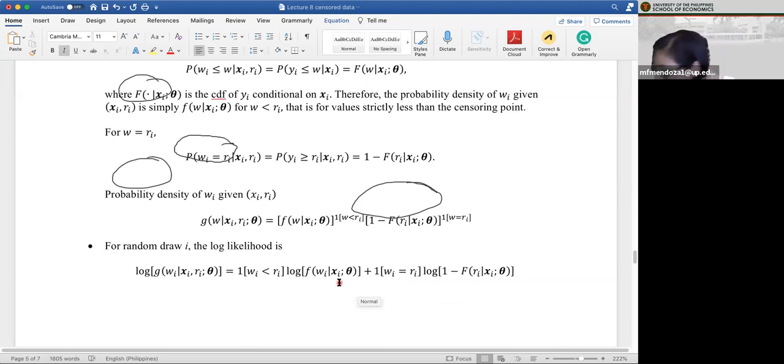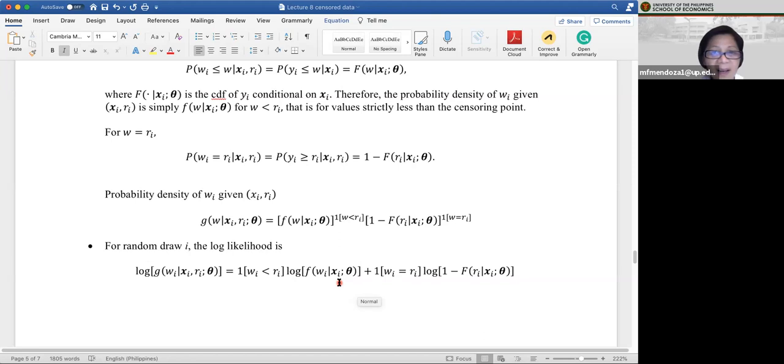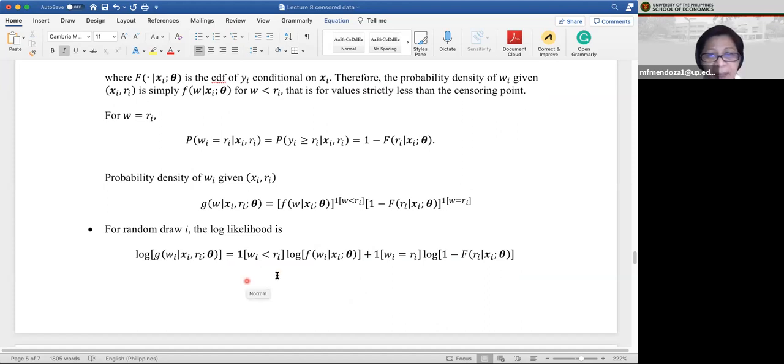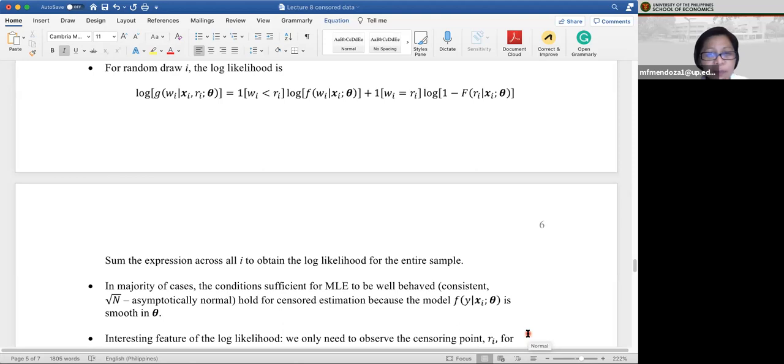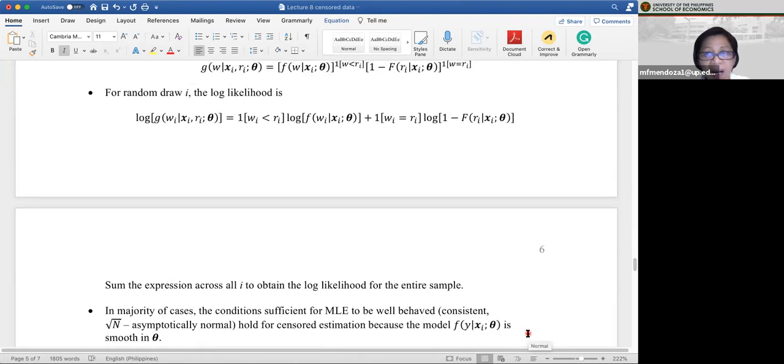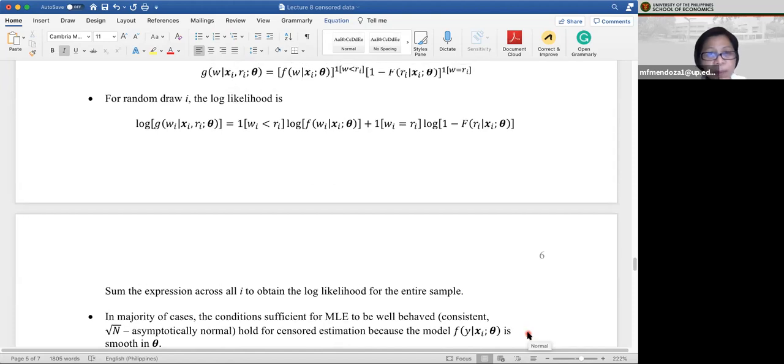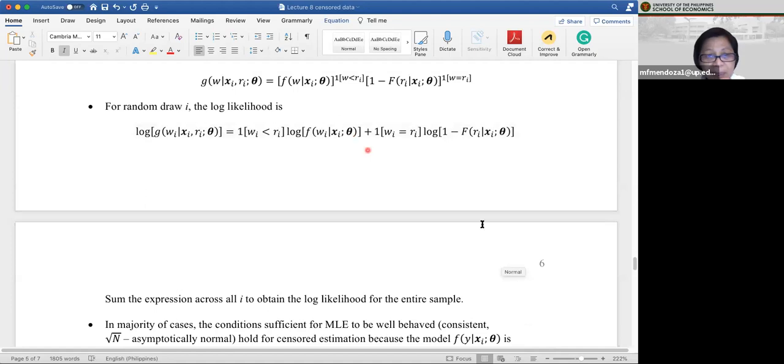So for the random draw I, if you take the log of this and have W sub I instead of W to denote a particular observation, then you will get this expression. That's just the log likelihood. Then you sum the expression across all I to obtain the log likelihood for the sample. You maximize the log likelihood to obtain estimates of these parameters.